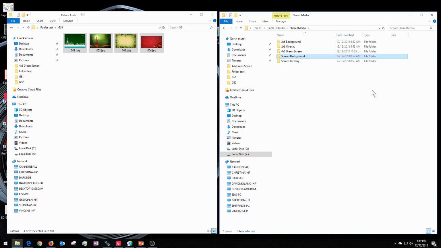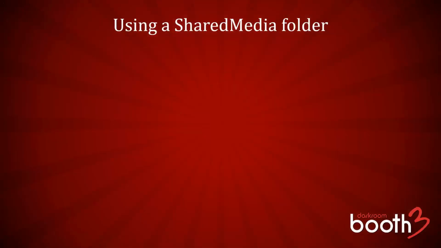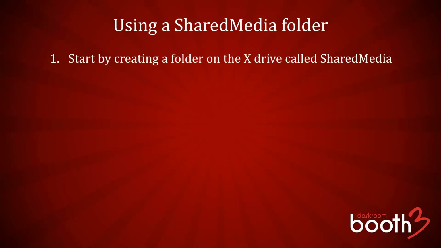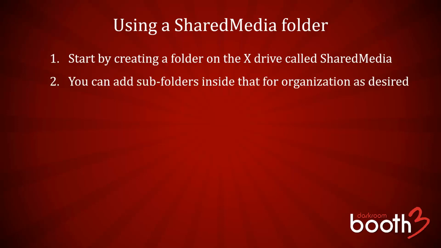So I'm going to switch over to a PowerPoint now and give you a little rundown of all of the various aspects one more time so you can see it in outline form. To start with, you want to start by creating a folder on the X drive called Shared Media. It's got to be spelled just like that. Capitalization is not important, but Shared Media, no spaces. The next thing you want to do is add any subfolders inside that Shared Media that you want for your organization purposes.